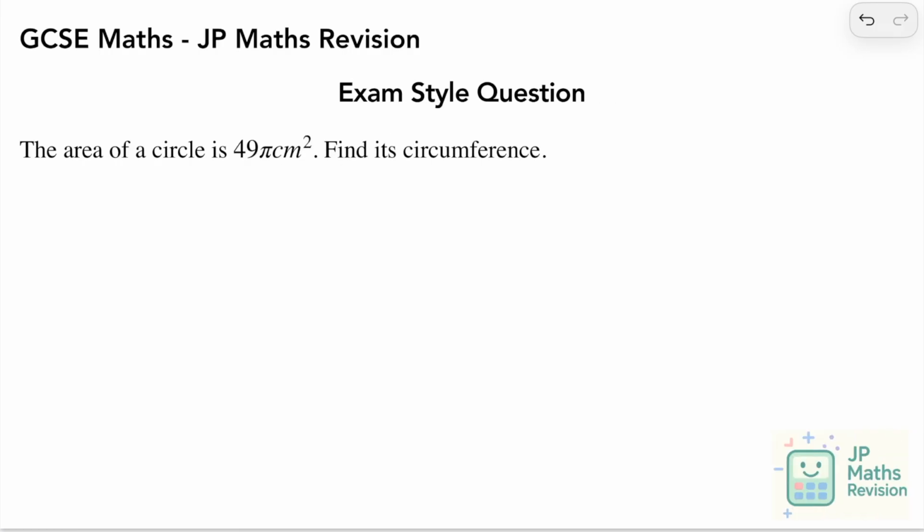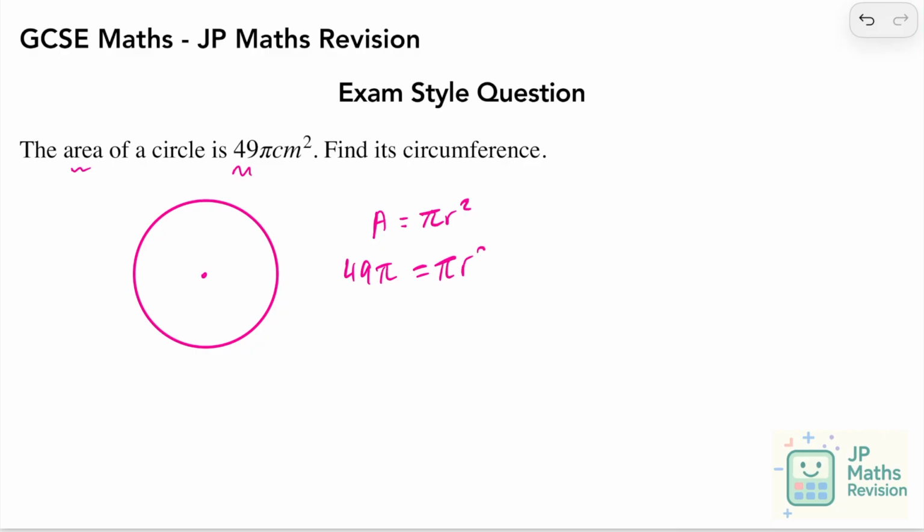Here's an exam style question. We're told that the area of a circle is 49 pi centimetres squared. We need to find the circumference. So I'm going to draw out the circle, but we don't know anything in terms of the radius or the diameter at the moment. But we do know that the area is equal to 49 pi. What I could say is that the area equals pi r squared. That's the formula for the area of the circle. And I could substitute in what we know. So we know that 49 pi is the area. So 49 pi is therefore equal to pi r squared.